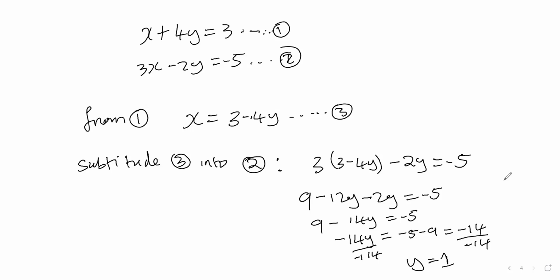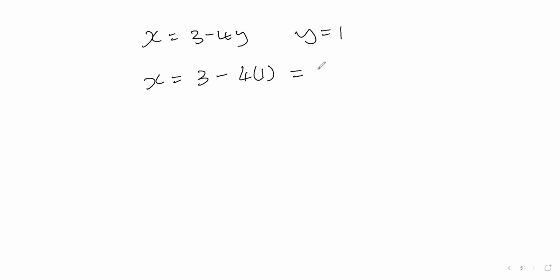So our x is 3 minus 4y. x was equal to 3 minus 4y, and y has been obtained to be 1. So x is 3 minus 4 times 1, which is 3 minus 4, which is negative 1. So our solution is x equals negative 1, y equals 1 for the system. So that's how you go about it by the substitution method. But I prefer the elimination method because I believe it is shorter than the substitution method.